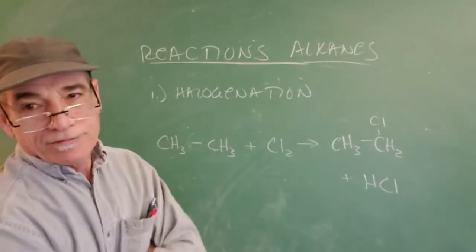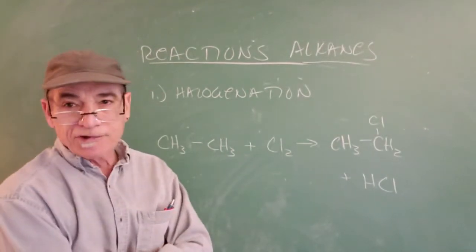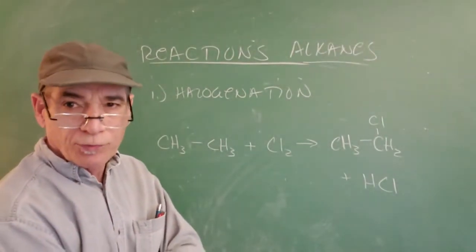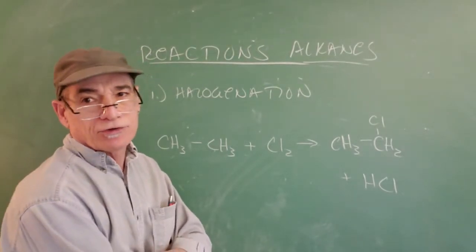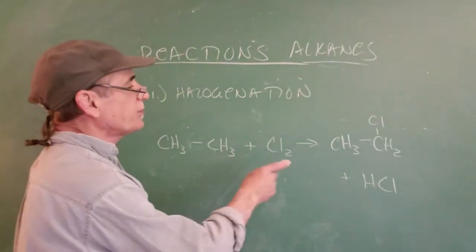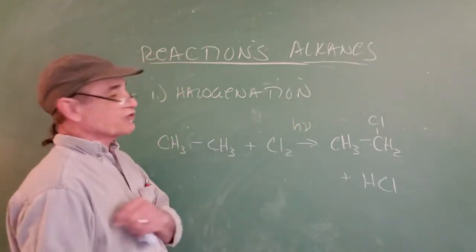All right, well, one of the common reactions of the alkanes is halogenation, to add a halogen to it, like a chlorine or a bromine or an iodine or a fluorine. And it turns out not too difficult a reaction. It takes a little bit of ultraviolet light, as a matter of fact, to get this reaction started.